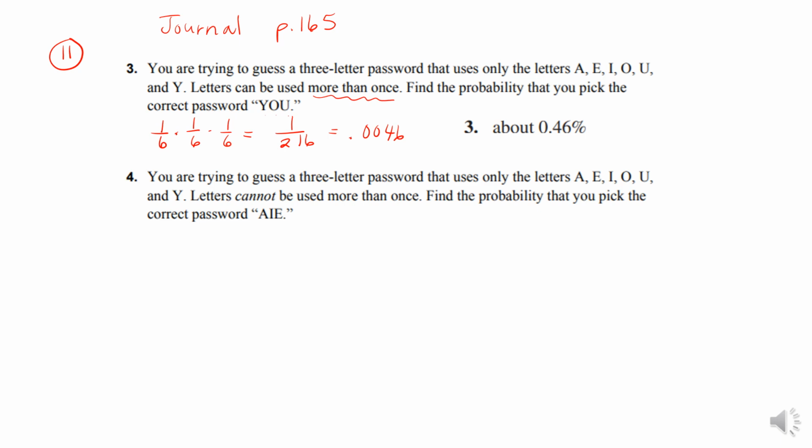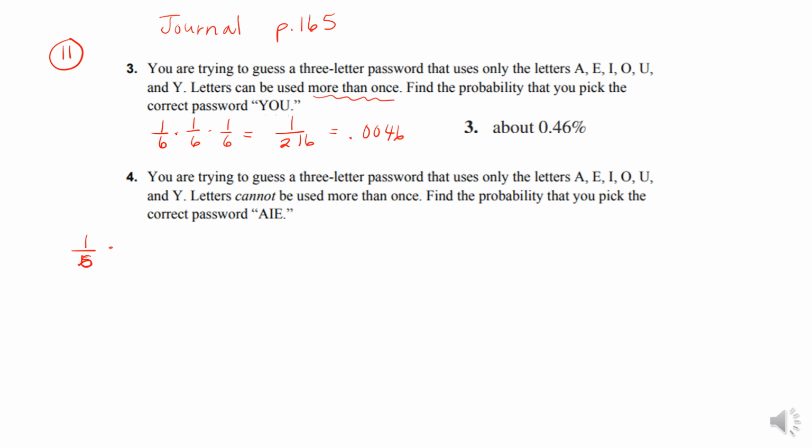Okay, and number 4, you're trying to guess a 3-letter password that uses only the letters A, E, I, O, U, and Y, but the letters cannot be used more than once. So find the probability that you pick the correct password, A, I, and E. So the first thing we look at is we know that if we get A right, it's a 1 out of 6 possibility because there are 6 letters.